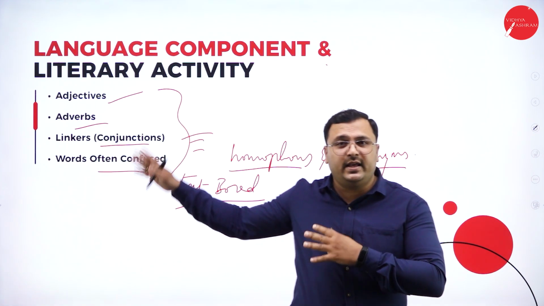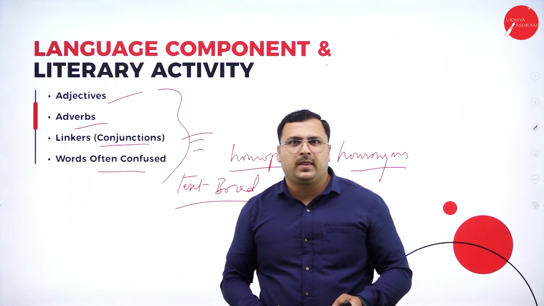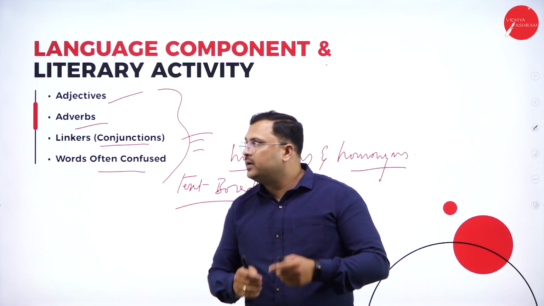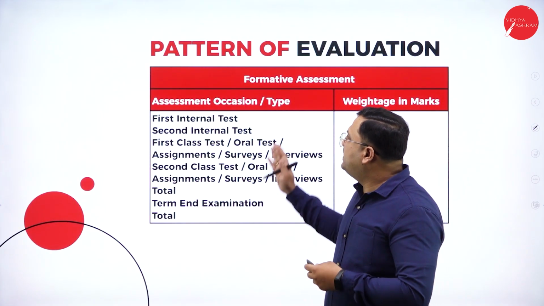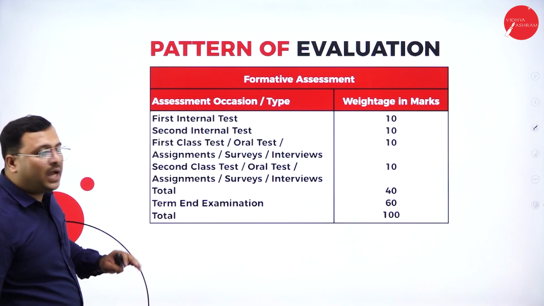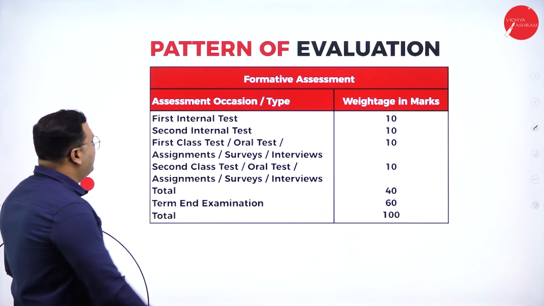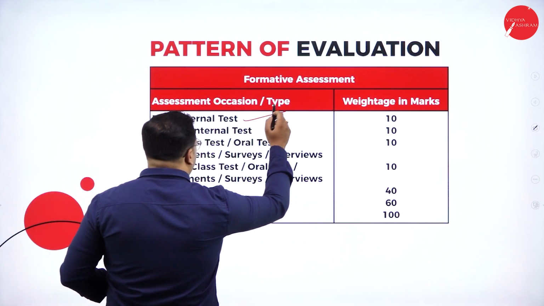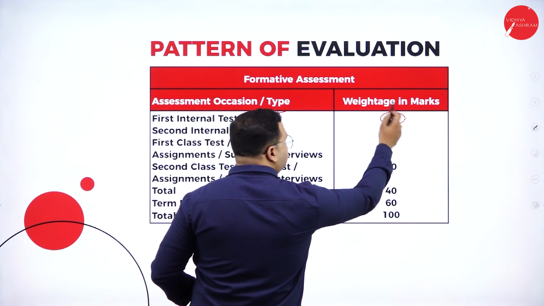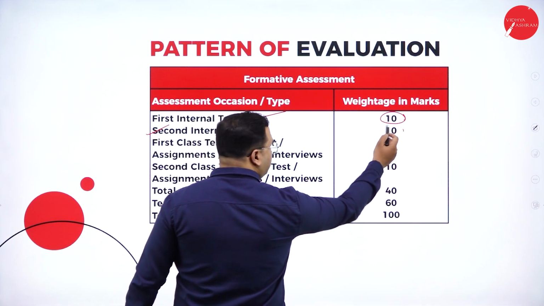So after learning these things, poems, prose, language components, then comes evaluation, right? We have to evaluate you. We will see the evaluation pattern. Your evaluation pattern has internals and a final exam. You have the first internal test, which is conducted for different marks and they are reduced to 10. And you will have the second one as well for 10 marks.